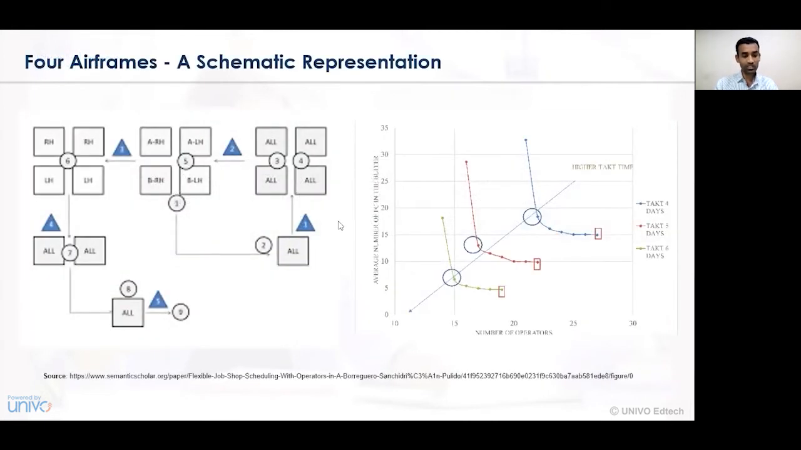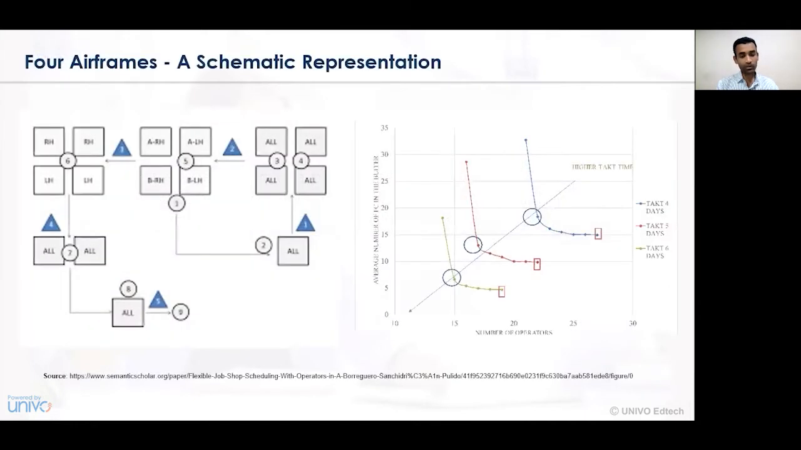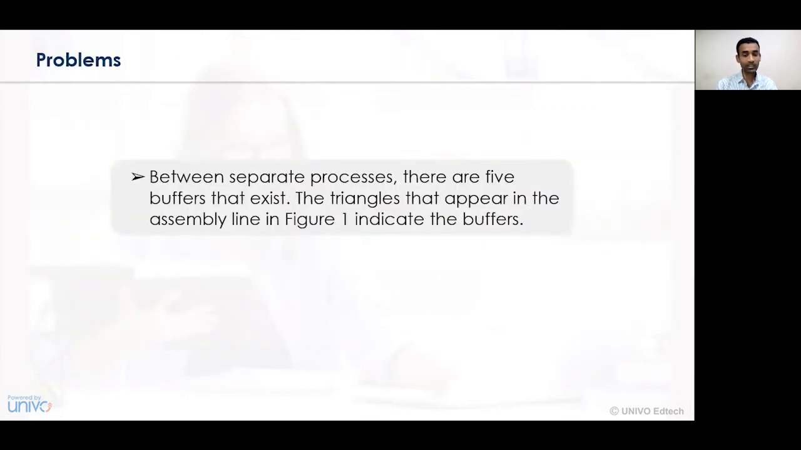In the previous stage, we can see 5 stages of buffers, that is number 1, 2, 3, 4 and 5. So 5 triangles exist, and those triangles are the buffers that exist in a certain organization. Between every separate process, moving from one activity to another, that is number 1 to 2, between 2 to 3 and 4, and so on, at every stage there is a buffer line, and this buffer line differs from activity to activity, input to input, in the organization.